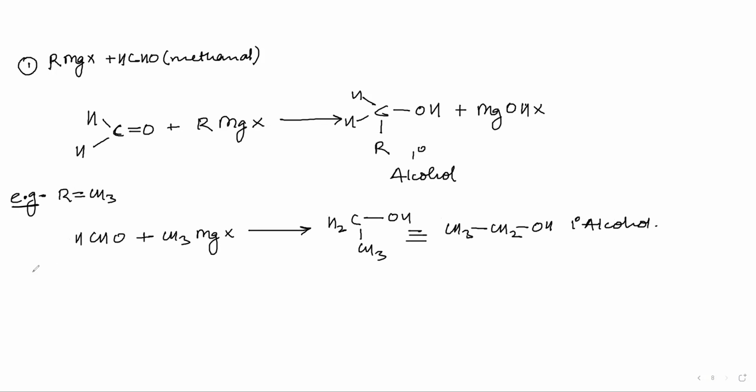Now let us take R is equal to, for example, CH3 CH CH3, and this CH is bonded to Mg like this, MgX. So it is an isopropyl kind of group. R is equal to CH3 CH like this. So we have HCHO again, plus CH3 bonded to CH, which is bonded to Mg, and bonded to CH3 again. Now what will be the product?